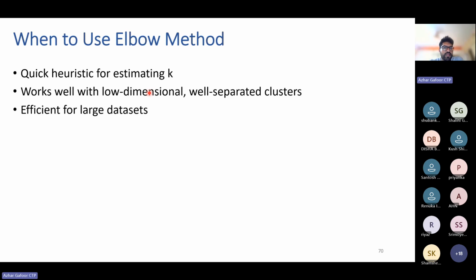So when to use the elbow method? When we need a quick estimation of K. It works well with low dimensional problems and well separated clusters, and it's also efficient for large data sets.